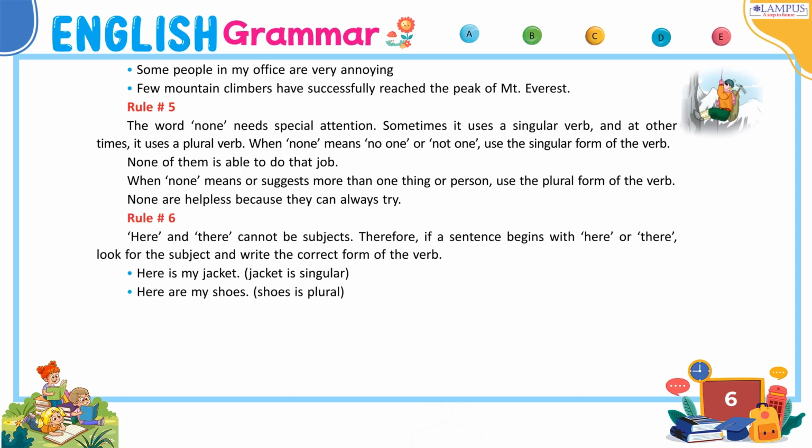Rule 6. Here and there cannot be subjects. Therefore, if a sentence begins with here or there, look for the subject and write the correct form of the verb. Here is my jacket. Jacket is singular. Here are my shoes. Shoes is plural.